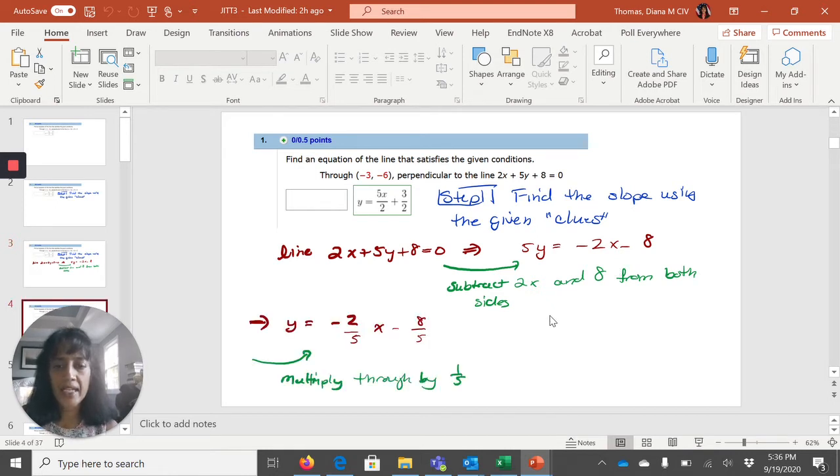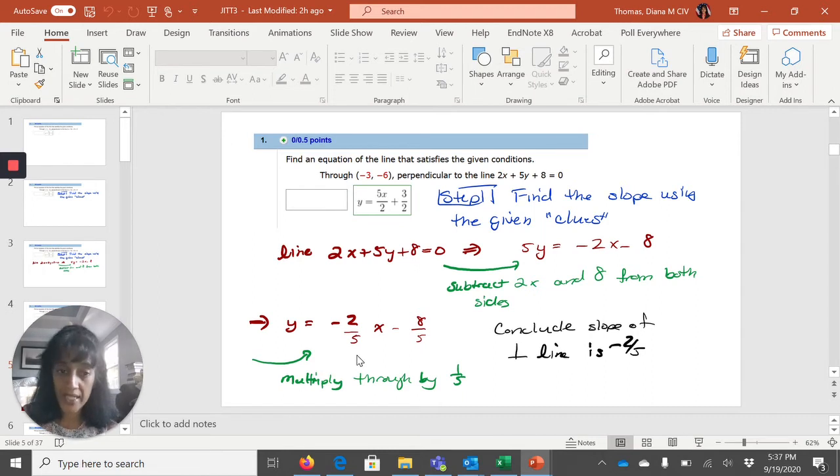Next step is that I want to get rid of the 5. And notice that I multiply through by 1/5. I don't divide. And I do that so I can get it to look like y is equal to mx plus b. So I can tell you that the b is minus 5/8, which is useless. I don't need it. But the m is minus 2/5. So the slope of the perpendicular line is minus 2/5.